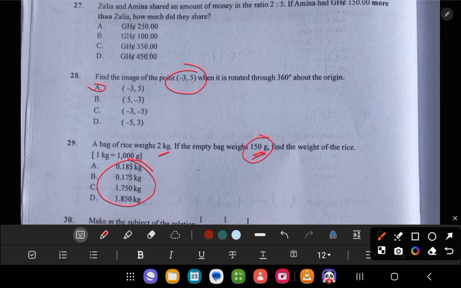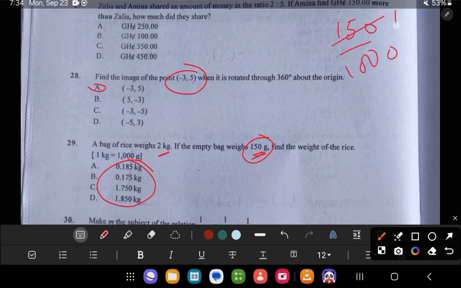So in order to convert this to kilogram, you have to divide by 1000. Now 150 over 1000. 10 here, 15.